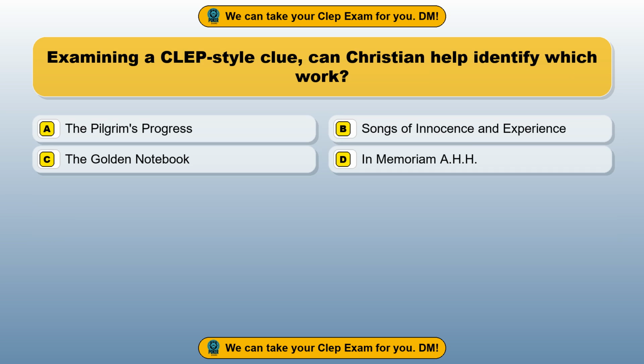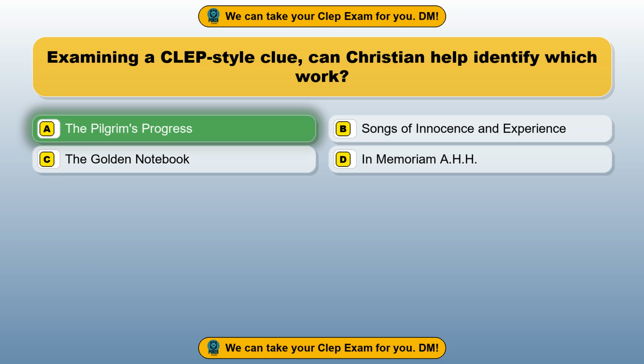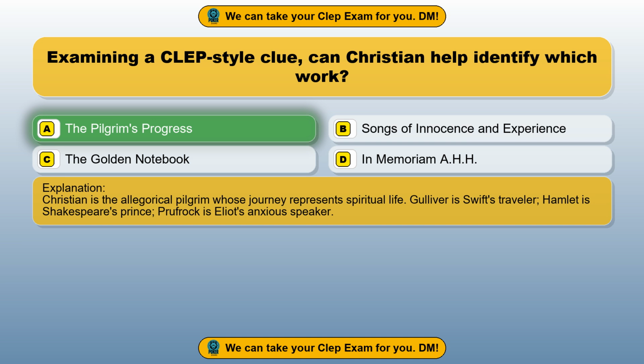Question 11. Examining a CLEP-style clue, can Christian help identify which work? Option A. The Pilgrim's Progress. Option B. Songs of Innocence and Experience. Option C. The Golden Notebook. Option D. In Memoriam A.H.H. The correct answer is option A. The Pilgrim's Progress. Christian is the allegorical pilgrim whose journey represents spiritual life. Gulliver is Swift's traveler, Hamlet is Shakespeare's prince, Prufrock is Eliot's anxious speaker.